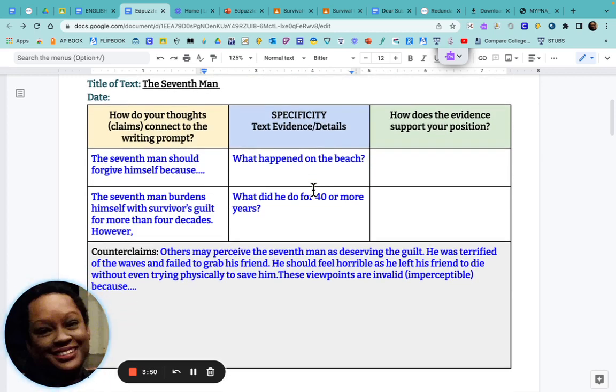Also, you should talk about the 40 decades of guilt that he carried. Then you need to give me text evidence and details about the guilt that he had for 40 years. What did it do to him physiologically and psychologically? What did the guilt do? And then you have to answer the prompt once again about how carrying around all of this guilt relates to whether or not you think he should or should not forgive himself for failing to save Kay.